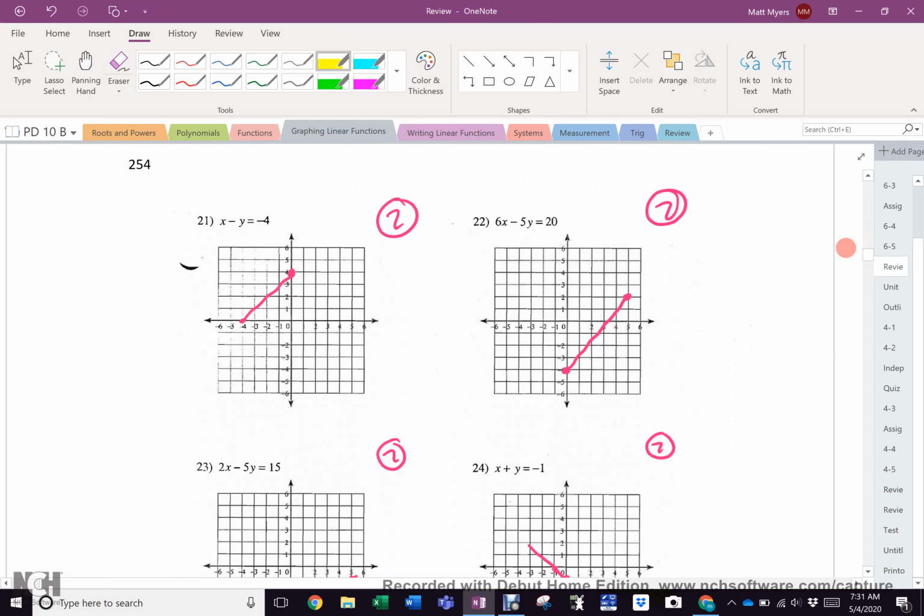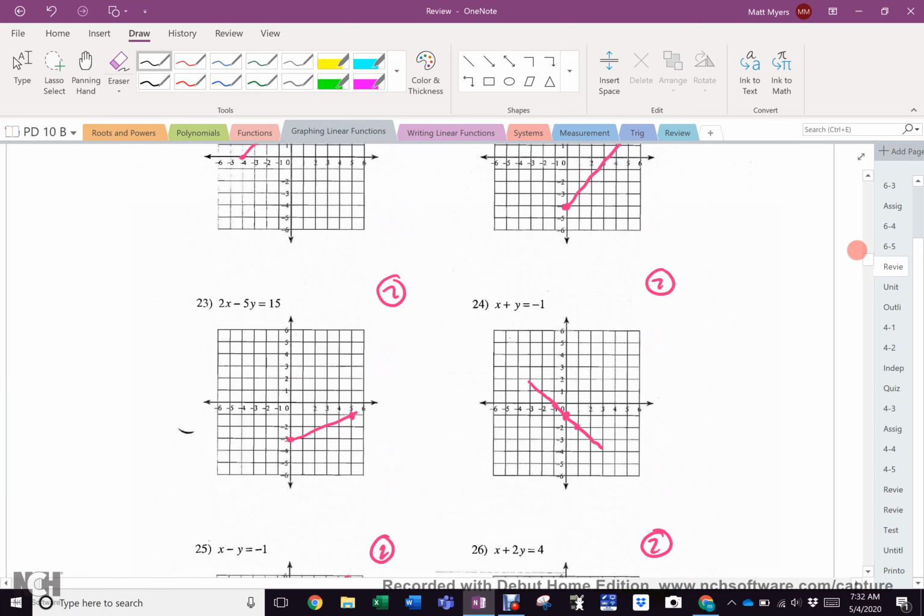Remember, again, when you have them like this, the easiest thing to do is to put it into slope-intercept form. 6x minus 20 equaled 5y. Divide that by 5. 6 over 5x minus 4 equals y. So I went down to minus 4 and then I did my slope. Up 6 over 5. So you can check your work there. Remember, the 2's are just what they would have been out of.